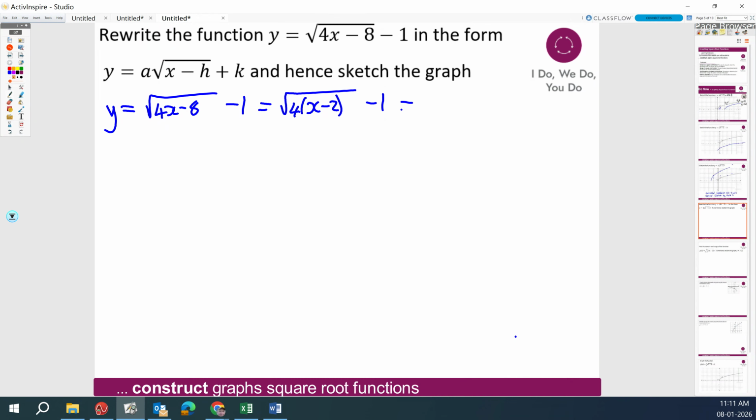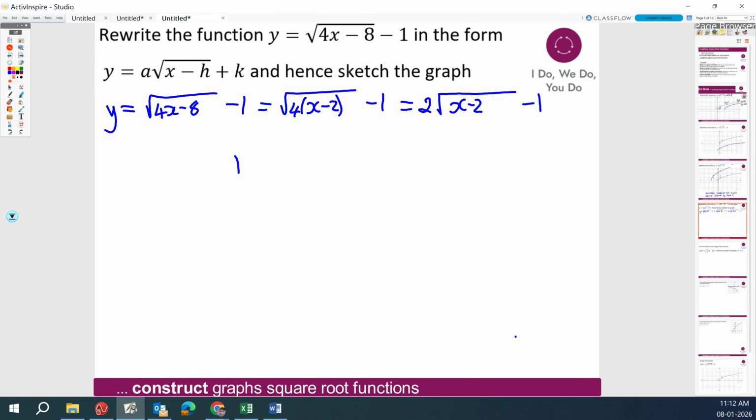Now, we can rewrite this function as 2 root x minus 2, minus 1. What we have now is we still have the horizontal translation right by 2 units, but the horizontal dilation by 1 over 4 has become a vertical dilation by 2. It's a stretch. Here we have a horizontal compression, here we have a vertical stretch. They create the same effect.